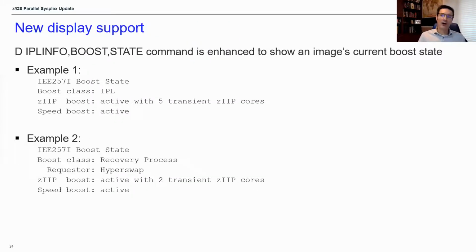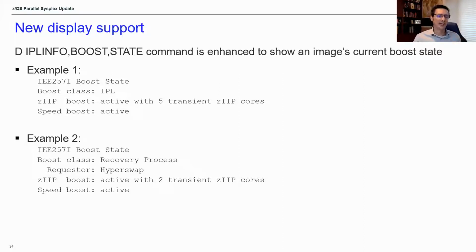Now, there is, as part of this new stage 2 recovery boost processing, a general command which applies both to IPL boosts and recovery process boosts. And a lot of folks have said to me, I can't really easily tell that I'm being boosted. I have to go out to the HMC and look at their displays to find out that this LPAR is being boosted. I want a z/OS command to let me know that I'm being boosted.